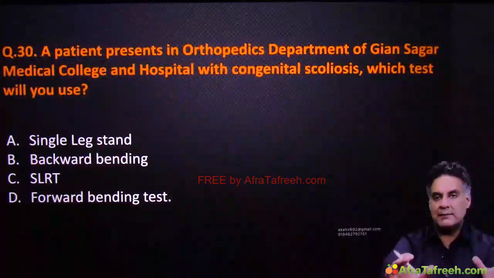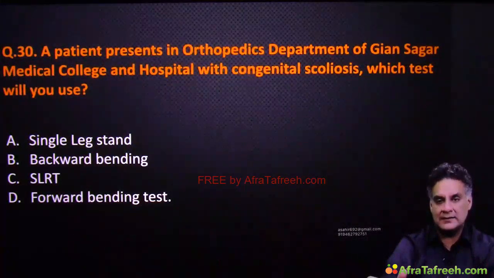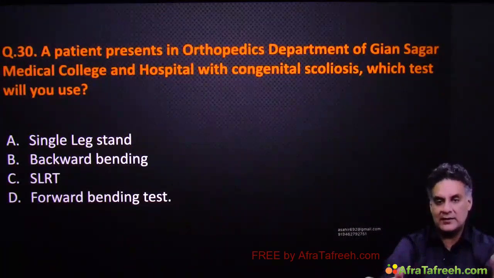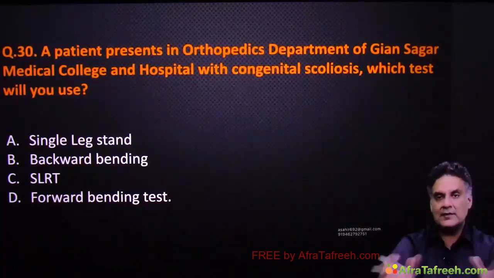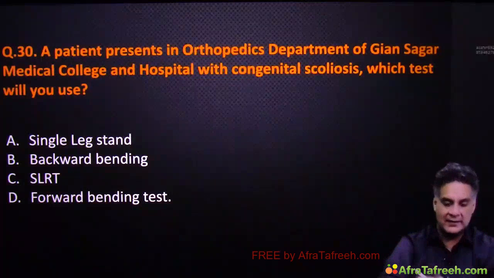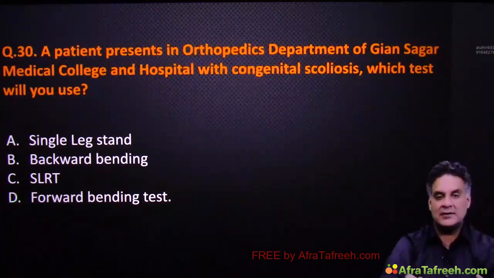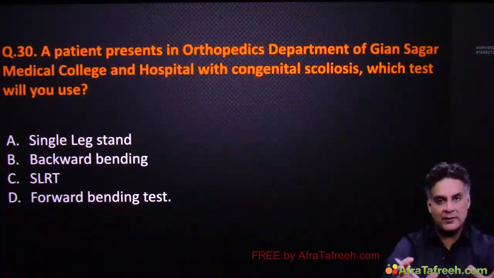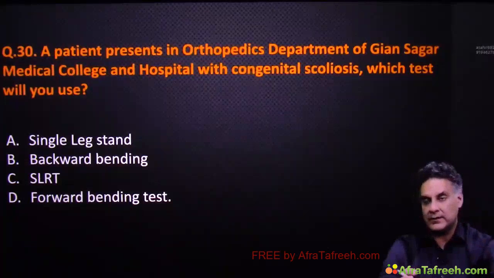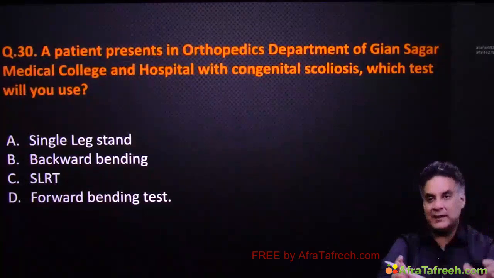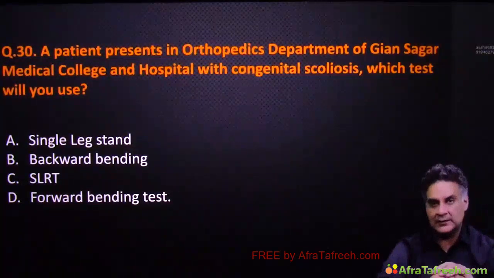And then a patient presents in orthopedic department with scoliosis. Which test will you use? Adams forward bending test to differentiate the two. So this was about trauma. Remember upper limb trauma? Number one. But nowadays spine, a lot of questions are coming.